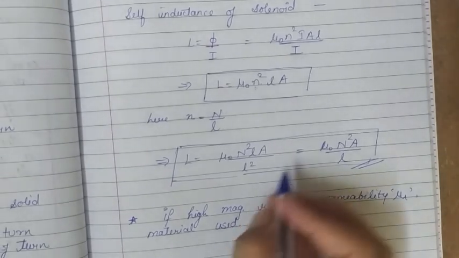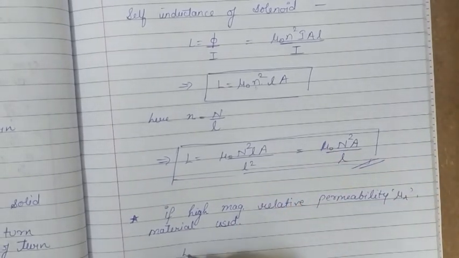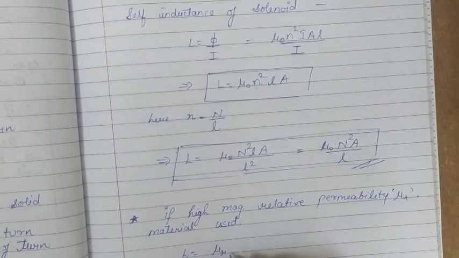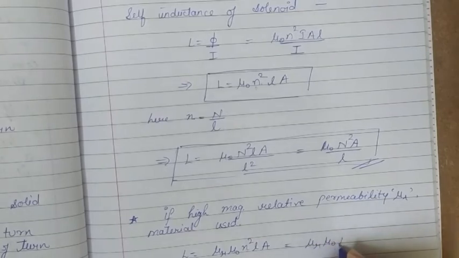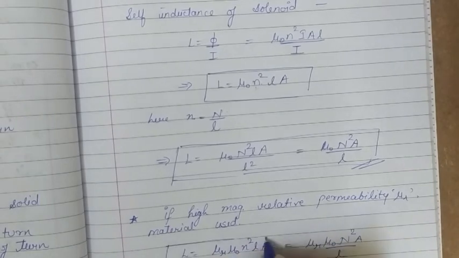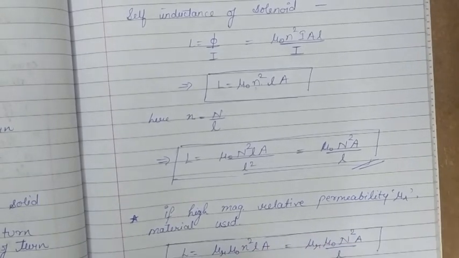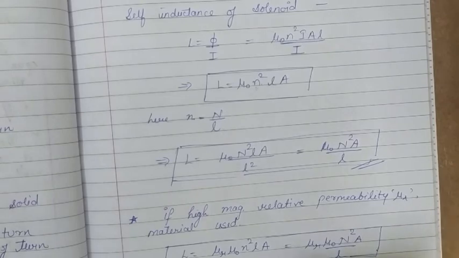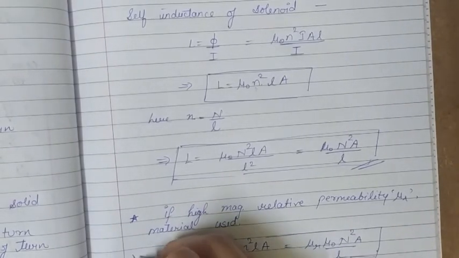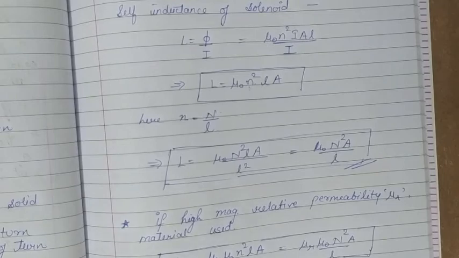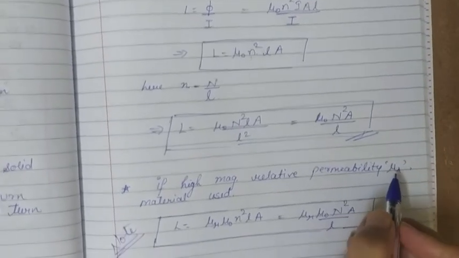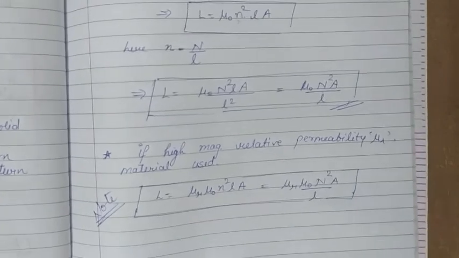If you are going to use a material as a core which has high relative magnetic permeability, then in that case this value capital L becomes mu r mu naught n square L A, or it will be mu r mu naught capital N square A upon small l. Means we have to multiply the answer by mu r. This we have to note for numerical purpose. If the material is of high relative magnetic permeability, then we have to multiply the answer by mu r.